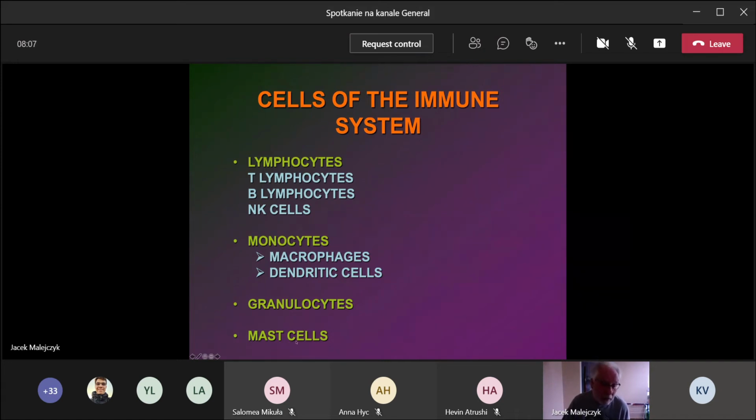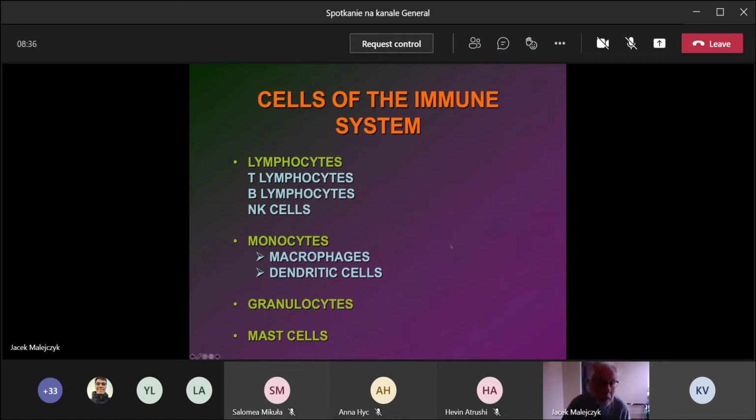Finally, the immune system also includes mast cells. The mast cells, as you know, are present in the different connective tissues, where they play a role in initiation of the local immune response by release of many mediators like histamine, for instance, but not only histamine, some cytokines as well.